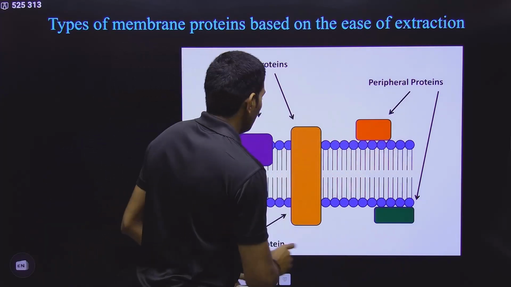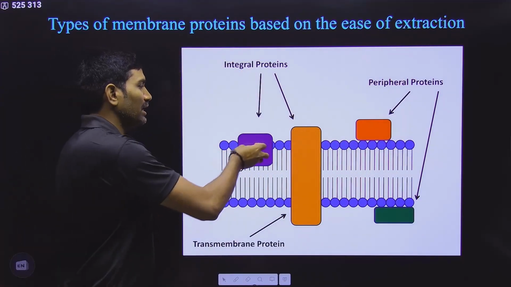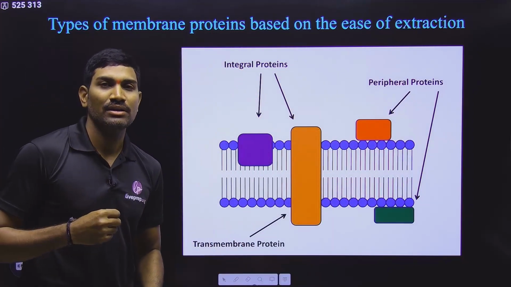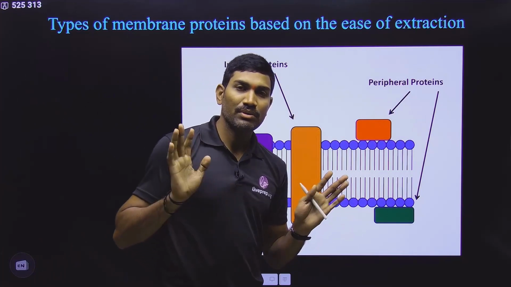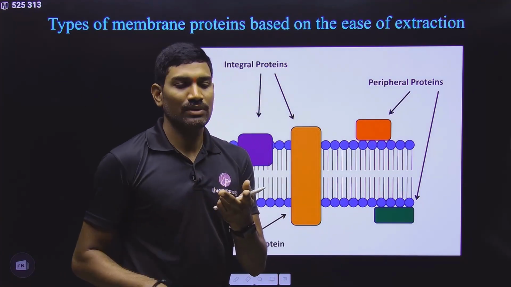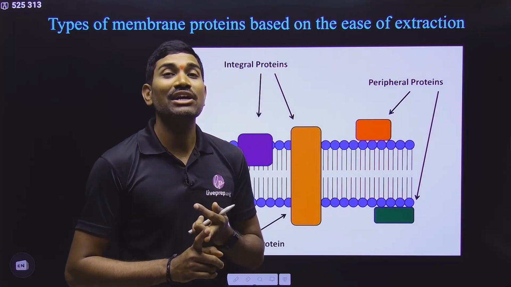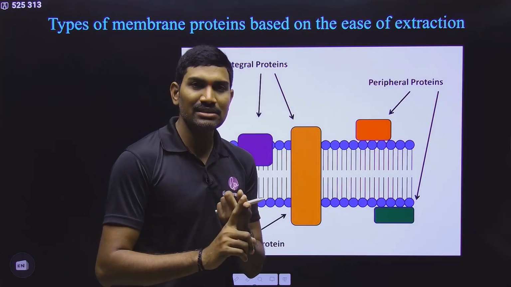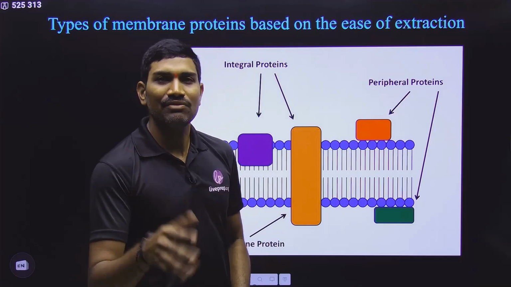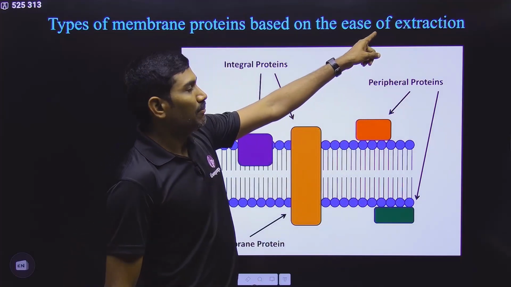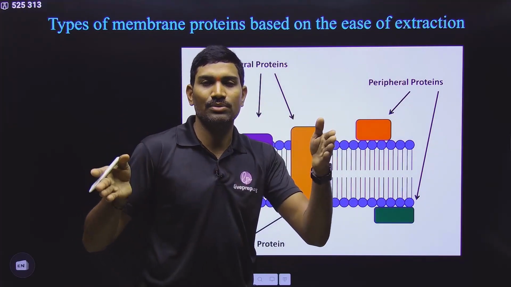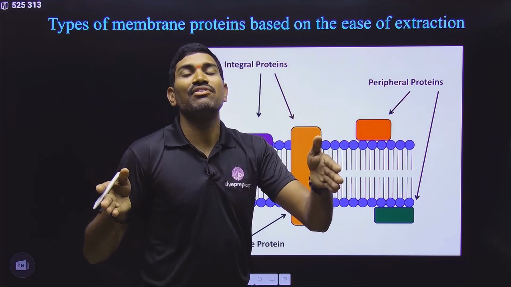Suppose this is the membrane and these are some proteins. I want to take these proteins out of the membrane. Then how easily can I take them out? So two options you will get: easy to extract, difficult to extract. Please remember, two options are there. But in NCERT directly they have given the names, but you need to understand the concept. Basis is ease of extraction. So if it is ease of extraction, you will get two options: easy to extract, difficult to extract.